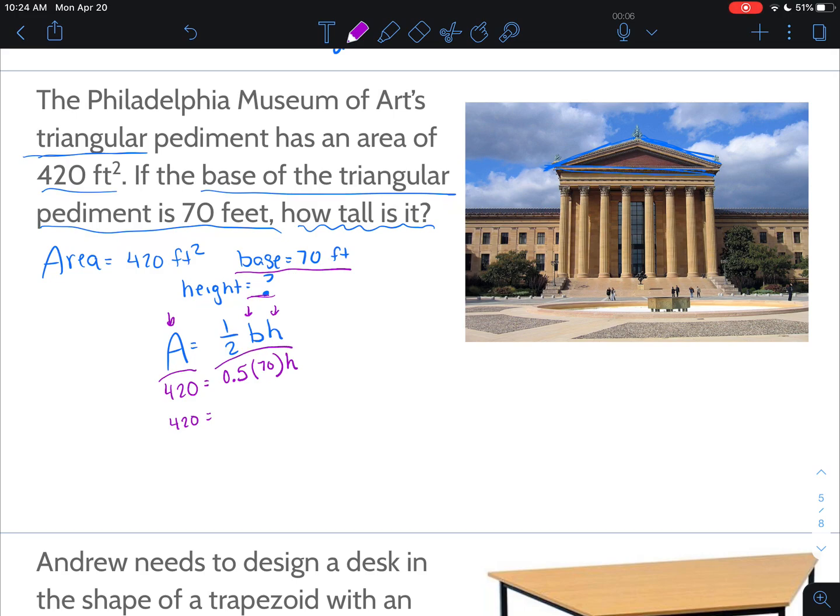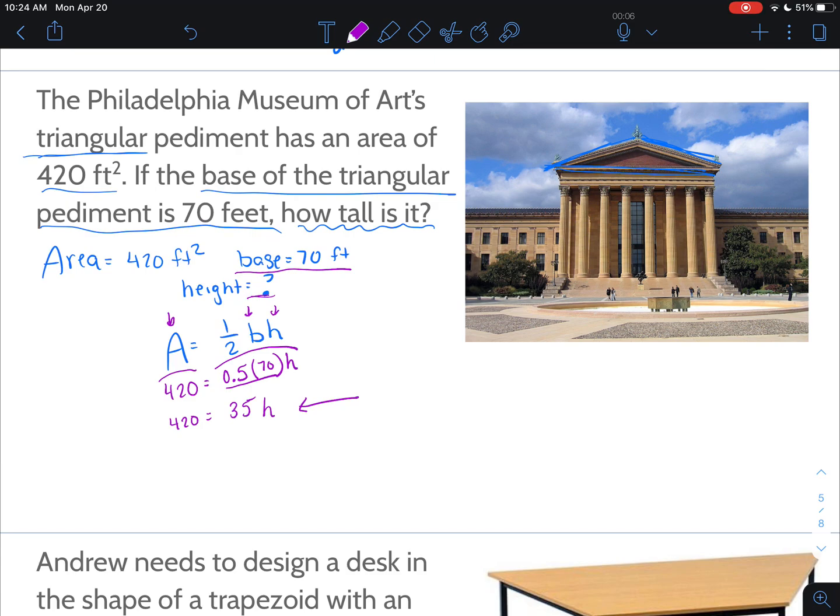The right side of the equation, I can simplify this by multiplying 0.5 times 70. So 0.5 times 70, or half of 70, is 35. And I still want to multiply that to H. So at this point, that's a one-step equation that you should know how to solve.